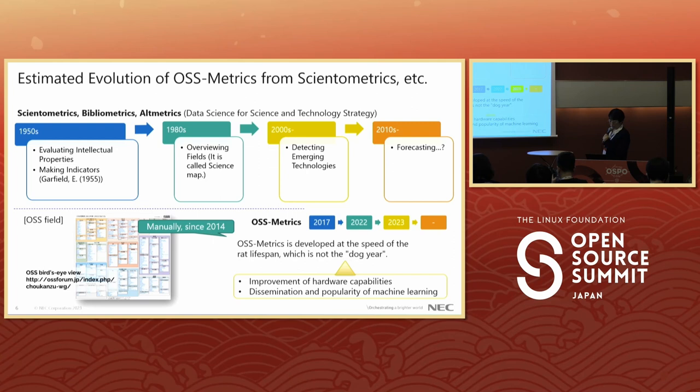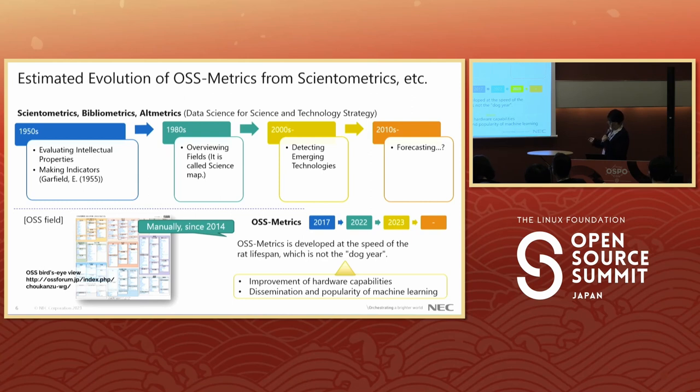In order to get hints from the existing analysis, next I compare histories between science and OSS. In science, metrics start to make indicator, overview, detect emerging technologies, and forecast. Forecasting is for continuous improvement of technologies and disruptive innovations and expected to jump up far from forecasting.